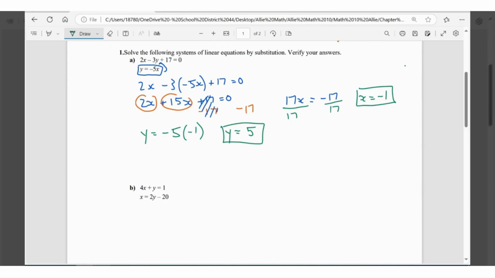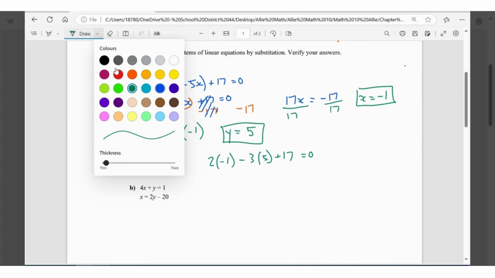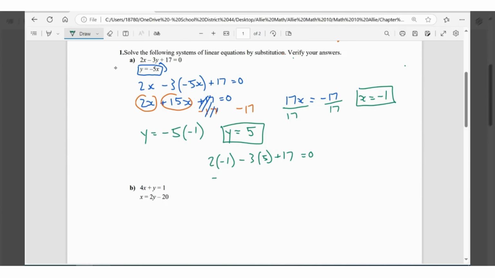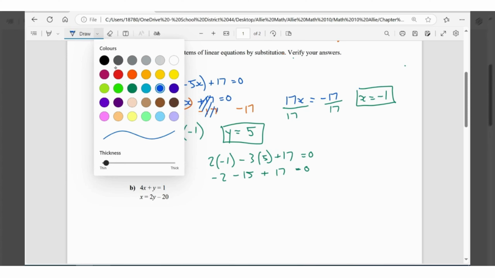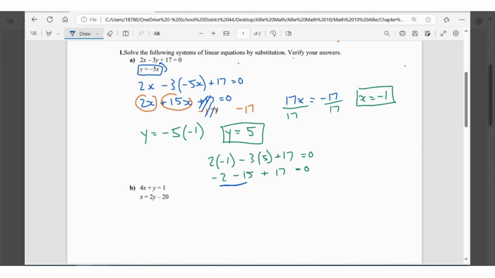That's not so bad. And now we should verify our answer. Maybe let's use the other one just for the sake of it. Let's do 2 times negative 1, subtract 3 times 5 plus 17 should equal 0. And then let's check. Negative 2 subtract 15 plus 17 should equal 0. And I would say that that does. Negative 2 plus or subtract 15 is negative 17. Negative 17 plus 17 does equal 0. And you can confirm that we did those two correct.